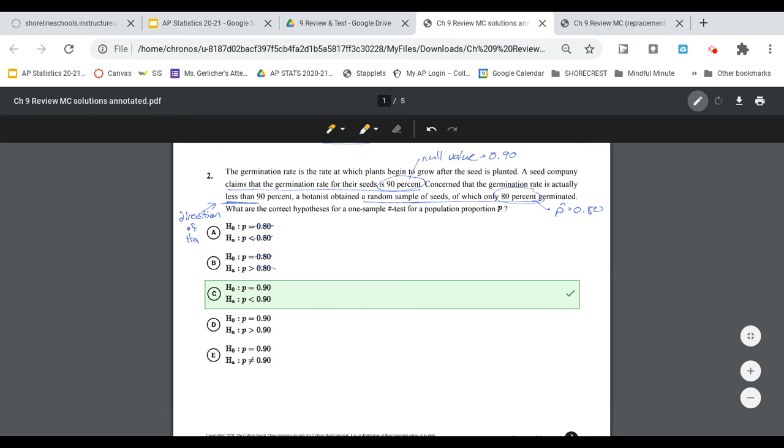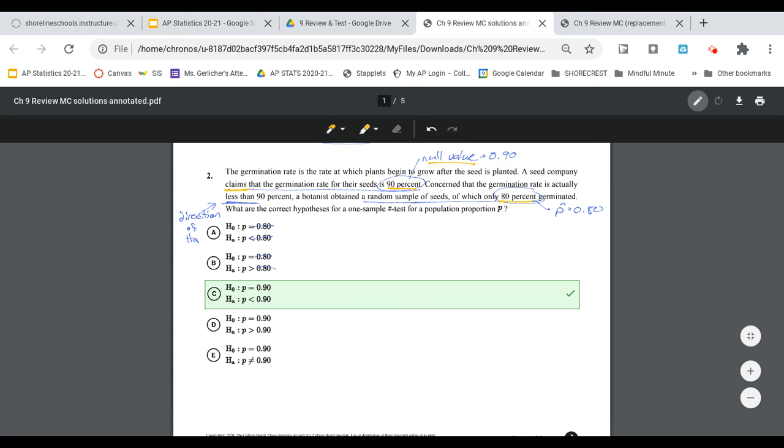Okay, for number 2, it is about picking out the Ho and the Ha for the situation. They say that a seed company claims that the germination rate for their seeds is 90%. So that's your null value. That is the claim that we are testing out. If nothing interesting is happening here, what this company says is true. The germination rate is 90%.